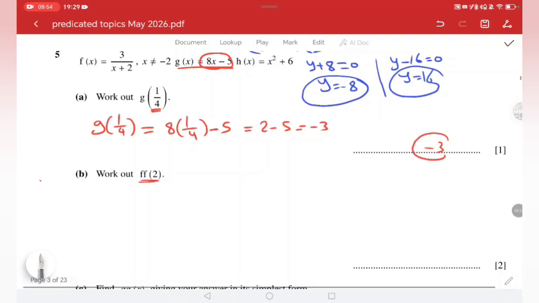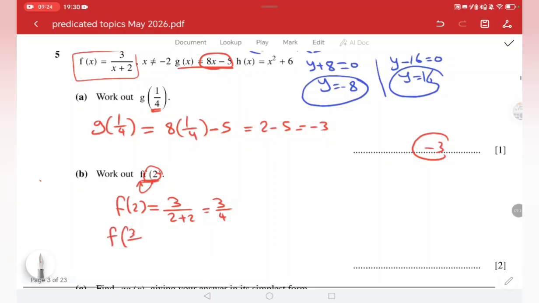Here f of 2, we need first to start from the right side, f of 2, and then after finding the right side, then we will find f of the answer. So f of 2 is, what is f? This one. So it will be 3 over 2 plus 2, so 3 over 4. This is f of 2. Okay, so now f of 2 is 3 over 4, so substitute there. So we need to find f of 3 over 4.